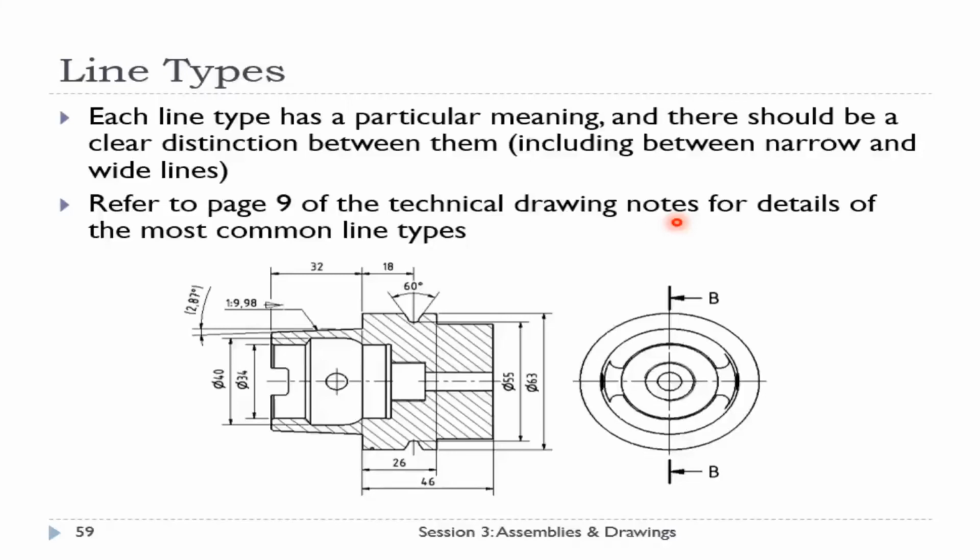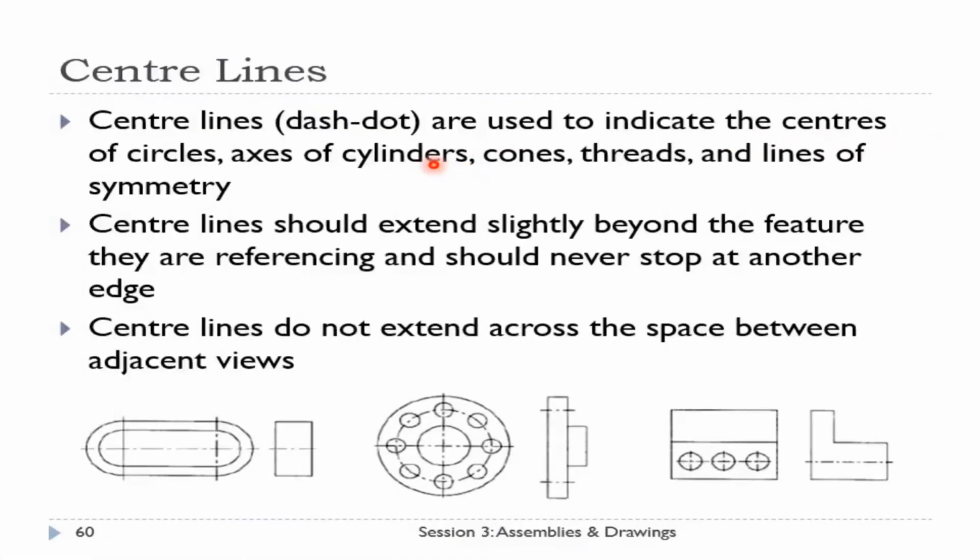On the model, you would see the technical drawing notes PDF. This document is effectively a collection of the key information that you would require when you are producing drawings. If you have a look at page 9 of the technical drawing notes, you can see the most common line types. Other than the solid continuous line, whether thick or thin, the most common line type is the center line in technical drawings. This is a dash-dot type line, with a continuous short dash and then a dot.